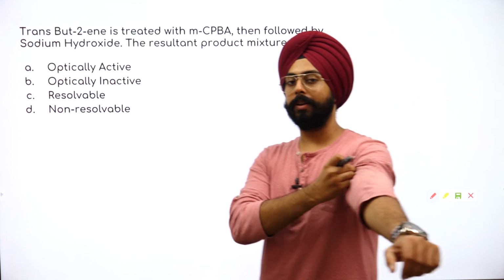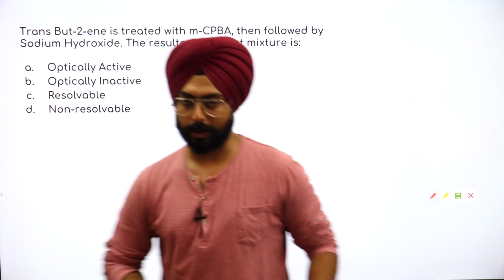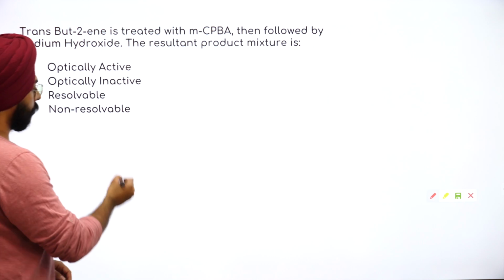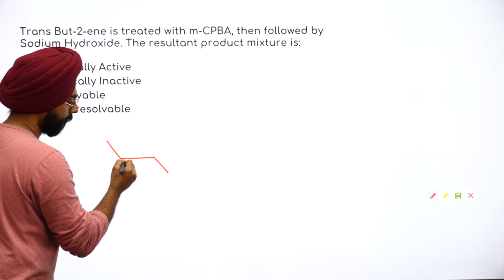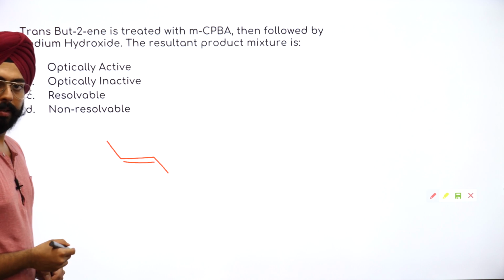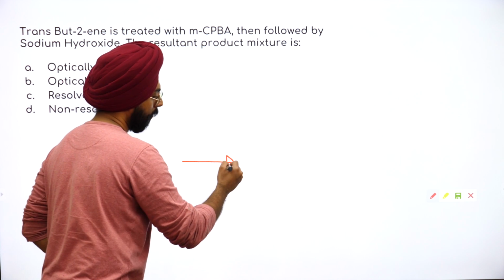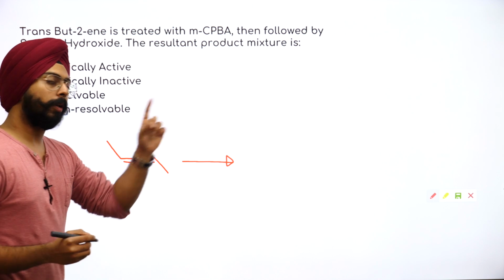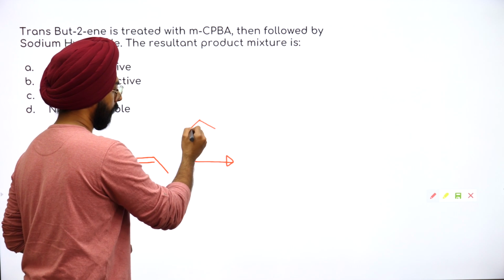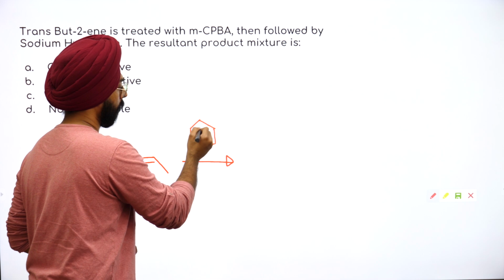First of all, multiple answers can be correct. Let's try to do this question. First of all, you have trans-butene. ये है तुम्हारे पास. Now I am adding metachloroperbenzoic acid with it. कैसा दिखता है? बनाते हैं फटाफट से.